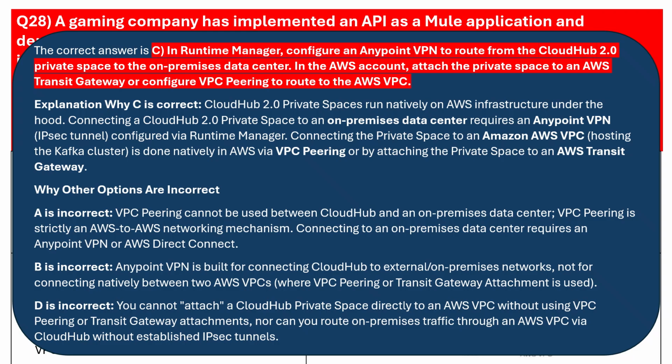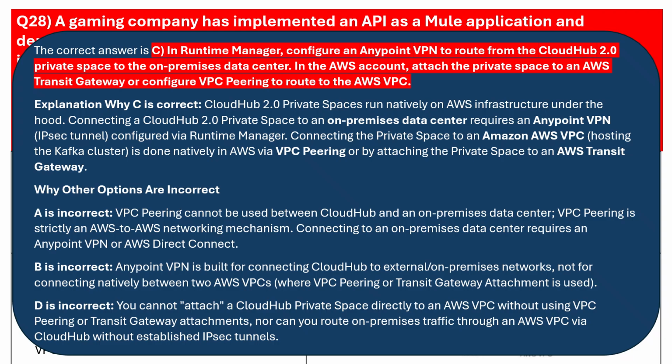Connecting a CloudHub 2.0 private space to an on-premises data center requires an Anypoint VPN IPsec tunnel configured via Runtime Manager. Connecting the private space to an Amazon AWS VPC hosting the Kafka cluster is done natively in AWS via VPC peering or by attaching the private space to an AWS transit gateway.